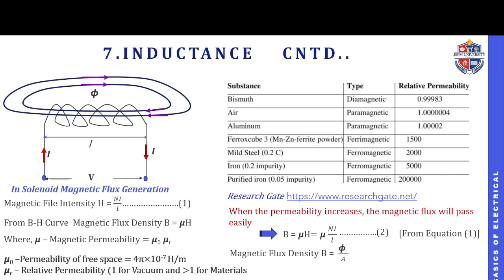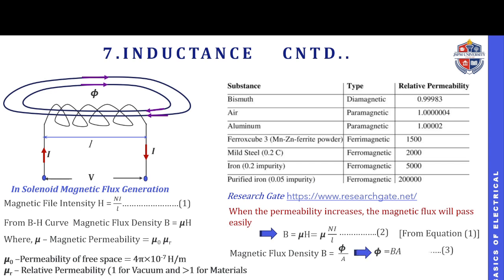What is meant by density? People density means what? The number of people per particular area, the number of persons in the hall divided by the total area of the hall. Similarly, magnetic flux density is nothing but magnetic flux per particular area, the area of the conductor. So from this we can see that flux is nothing but B into area.